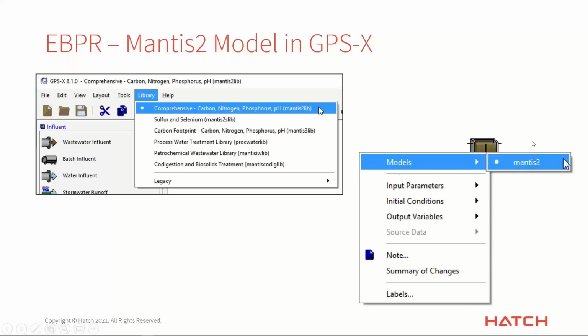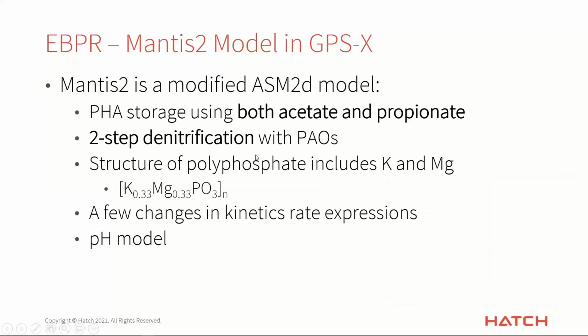It'll start in that comprehensive library. And if you right-click on any one of these objects in GPS-X, you will find that you can go to the models menu and you'll see that we're using the Mantis 2 model. So Mantis 2, which I think is now 12 or 13 years that we've been using this as our default model. We've had that in development, and we've calibrated it and validated the use of this model over many of our own projects over the years.